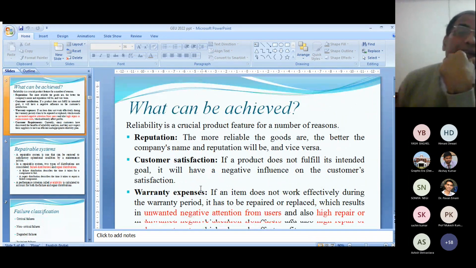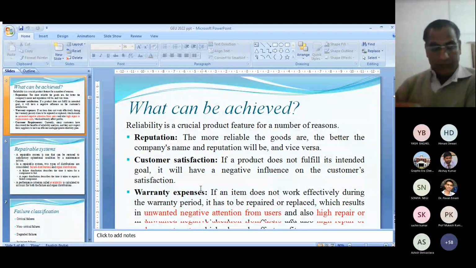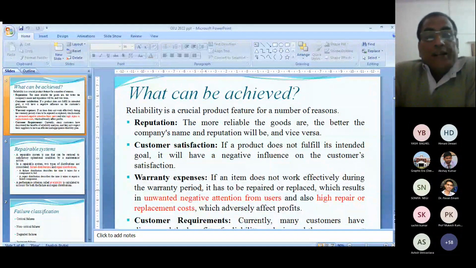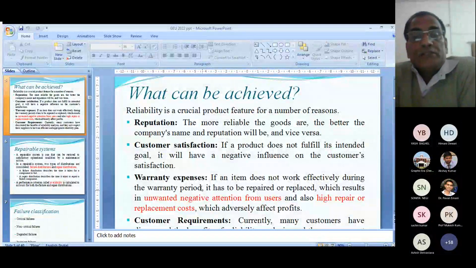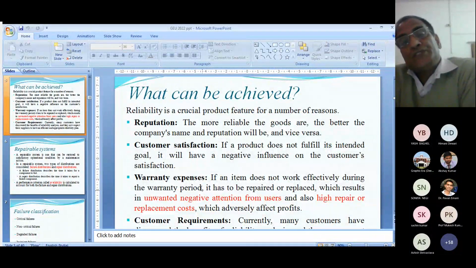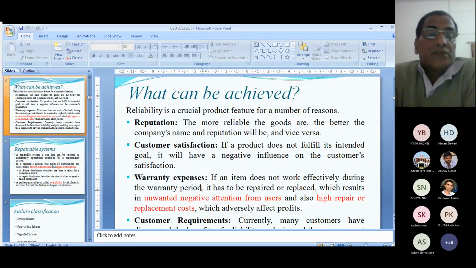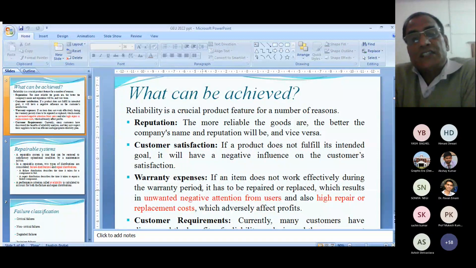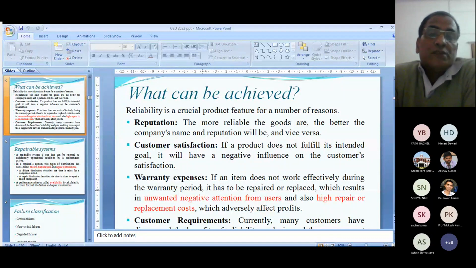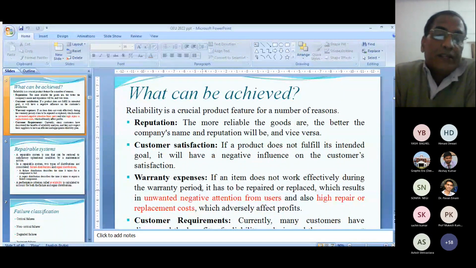What can we achieve out of doing all this? One, the reputation of the product improves, and of course, the company producing that product will also improve. Secondly, the customer will be satisfied. If the customer is satisfied, then definitely the sales of the product may improve.